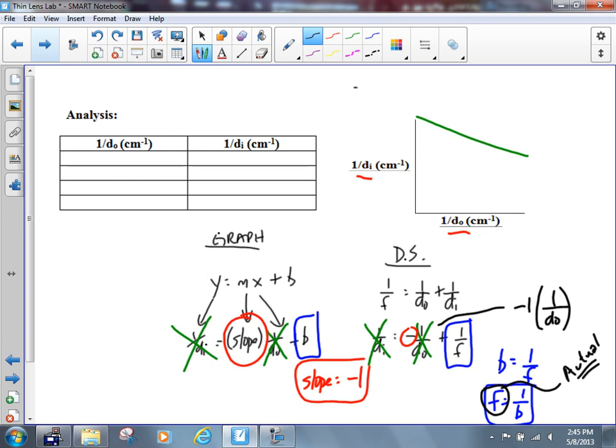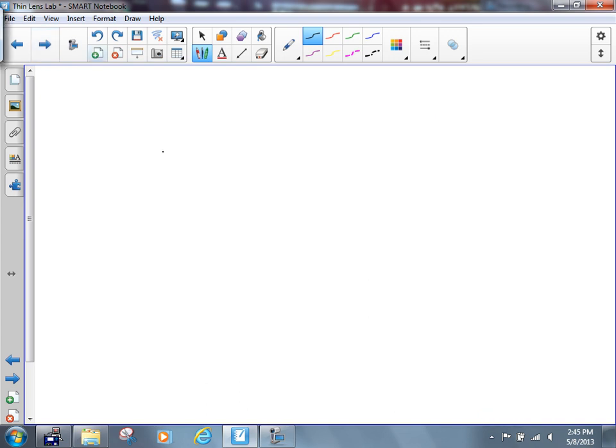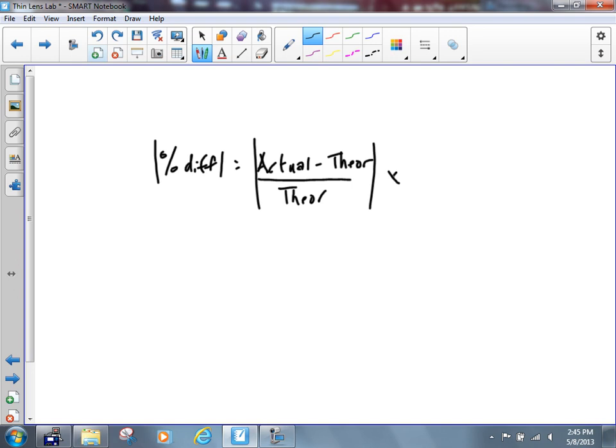We're going to compare the theoretical value to the actual value by using the percent difference equation: actual minus theoretical over theoretical, times 100. If that number for percent difference is 10% or less, then we're going to say that the lens equation was verified. If it's bigger than 10%, then we're going to say the lens equation wasn't verified.